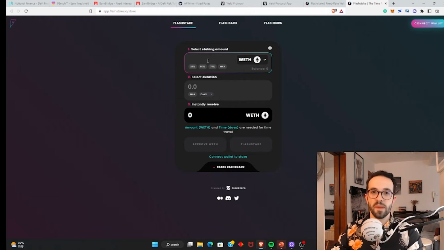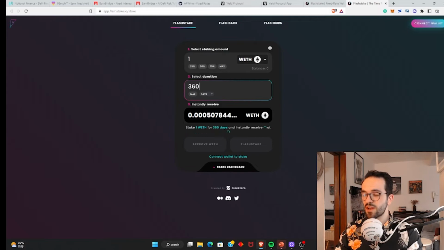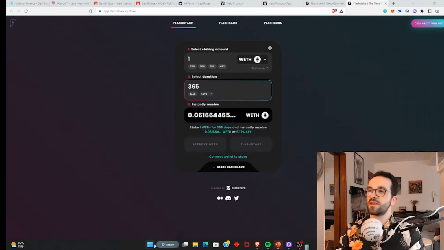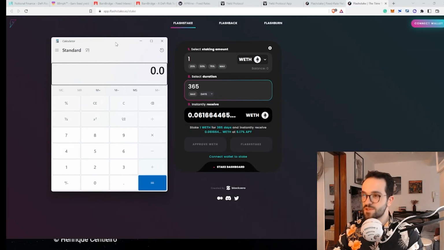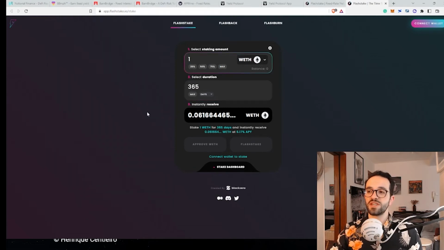So let's say you have some ETH and you don't want to sell it, but you need a little bit of money now. You can come here, deposit your 1 ETH and lock it for 1 year, and you will receive automatically 0.06 ETH. How much is this? Let me see. 0.06166 times 1,350. So you'll receive automatically $83. Maybe you have some other investment that you want to do. Maybe you want to have some cash for yourself. You have some kind of bill to pay, but you don't want to sell your ETH. So you can use this to receive a fixed yield that is paid upfront.